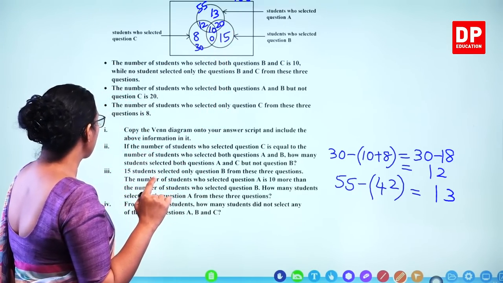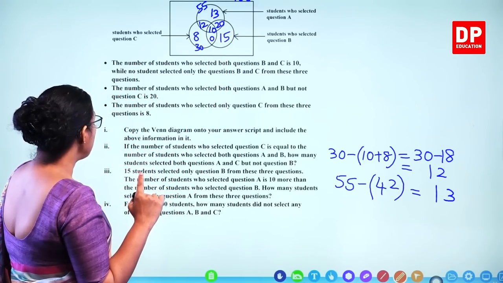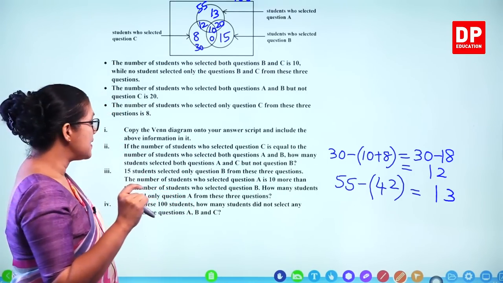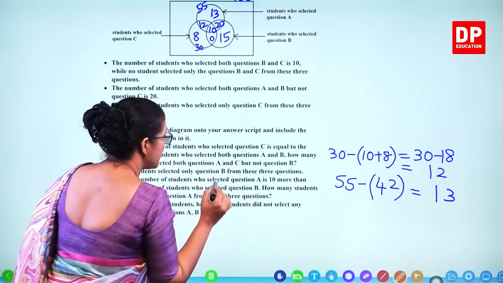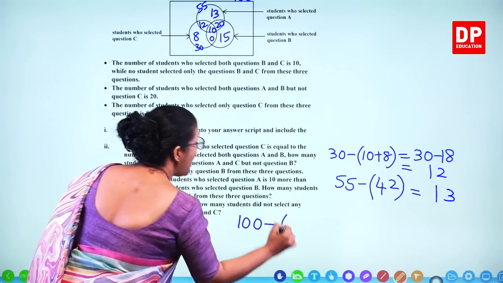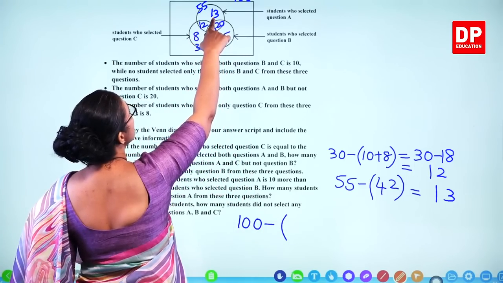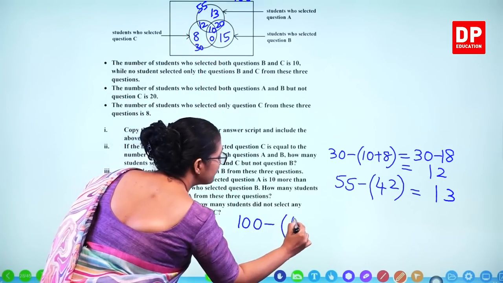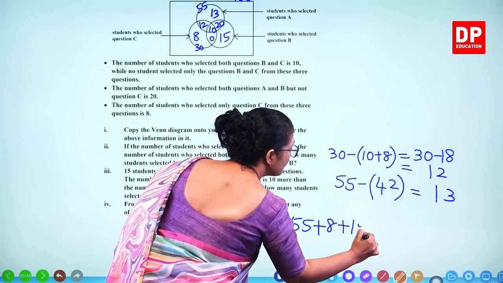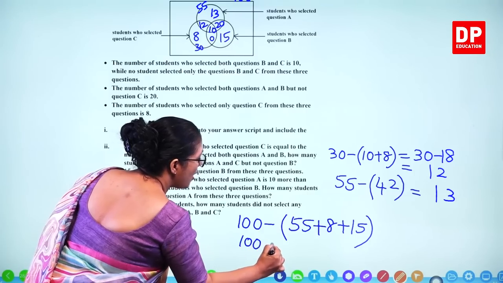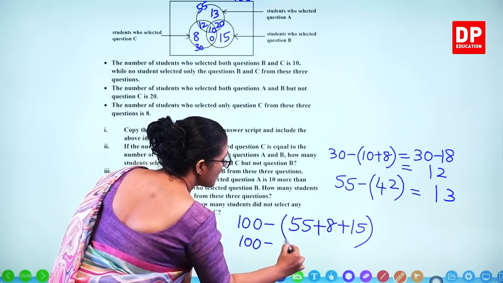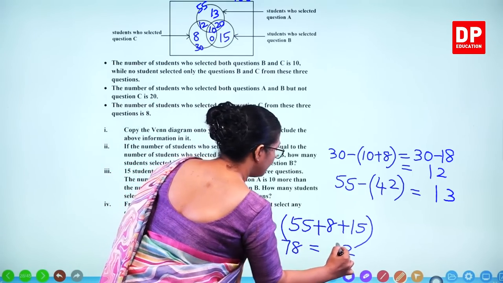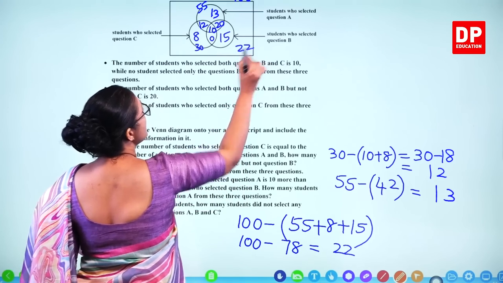The next part. From these 100 students, how many students did not select any of the three questions A, B, C? That means outside. So let's do that. That means 100 is the total and you have to subtract all these values inside the A, B, C circles. So we'll take 55, 8 and 15. You get 78, 22. So this is 22.